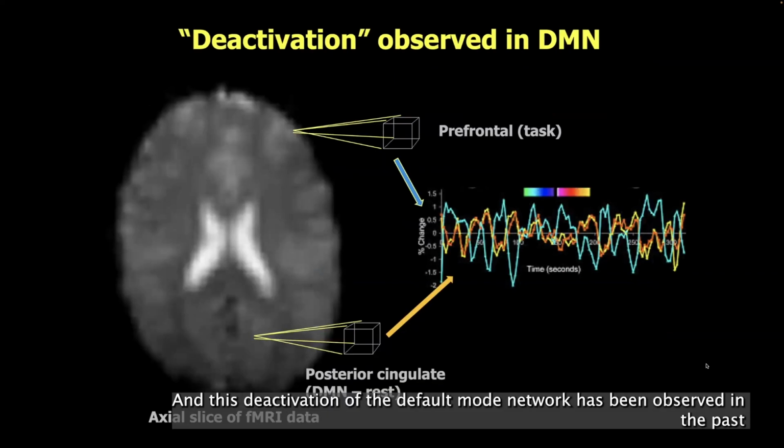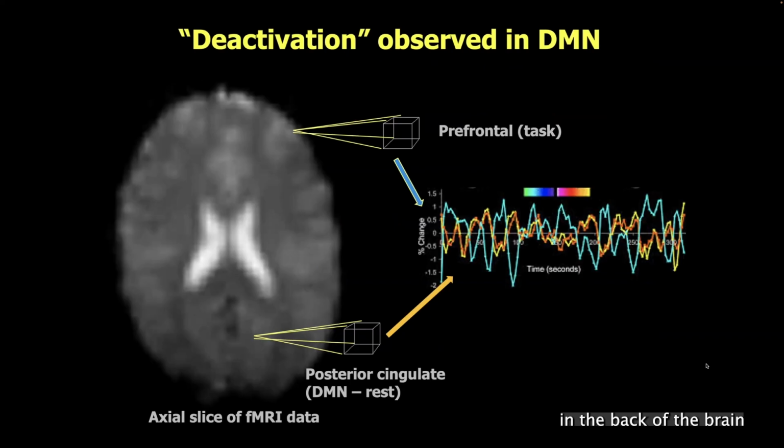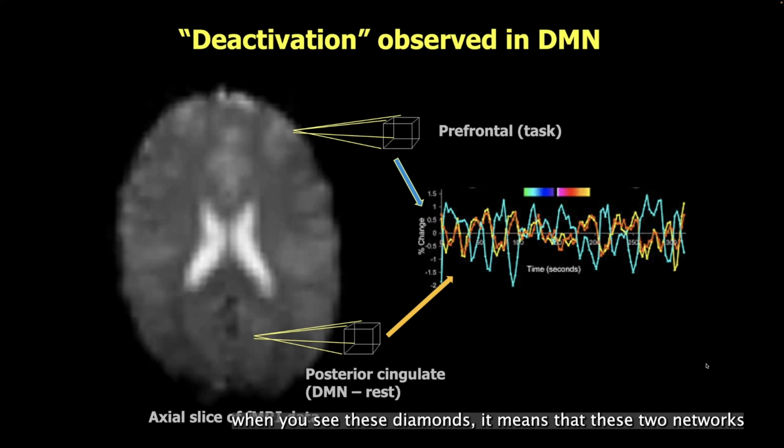And this deactivation of the default mode network has been observed in the past where, for example, there's a task, and that would be the blue here. And so the BOLD signal might be more evident than the posterior cingulate, which is part of the default mode network, in the back of the brain. You'll see that it oscillates almost the opposite. You see these little diamonds. When you see these diamonds, it means that these two networks are anti-correlated, where one is getting out of the way for the other one.